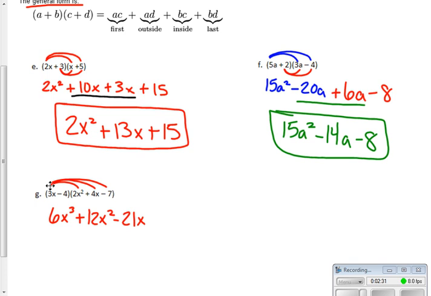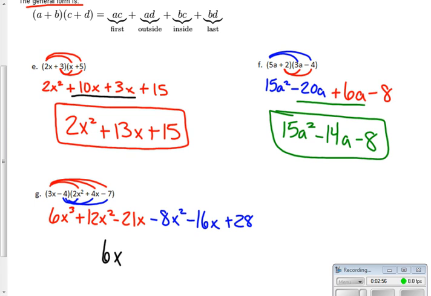Now go ahead and multiply negative 4 into all the terms over here. Negative 4 times 2x squared is negative 8x squared. We have negative 4 into 4x is negative 16x. And we have negative 4 into negative 7, which would be a positive 28. Go ahead and let's combine our like terms here.